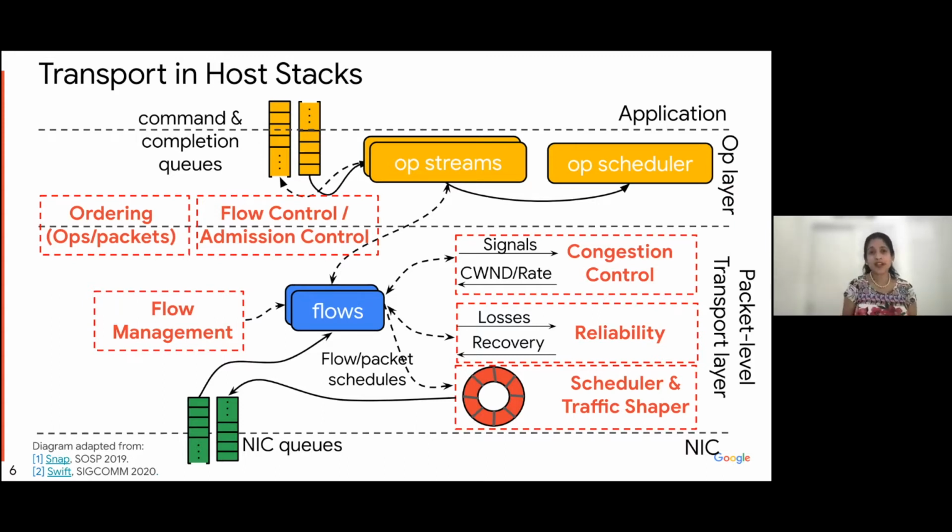Pony Express provides a command and completion queue API, which is shown here, where applications submit commands to Pony Express, which are also known as ops, and they receive completions. Ops map on to network flows, where different packet level constructs actually manage the various aspects of flows. What we will be focusing on in the rest of the talk is mostly restricted to this packet level transport layer, of which I've divided it into roughly 6 building blocks.